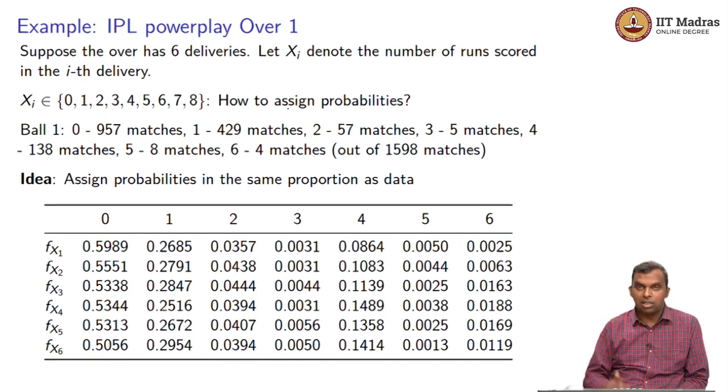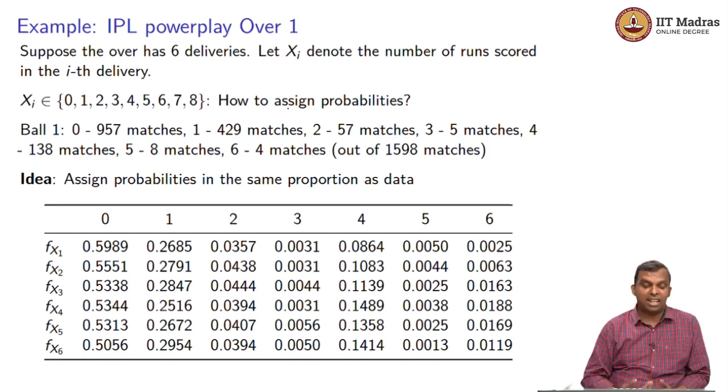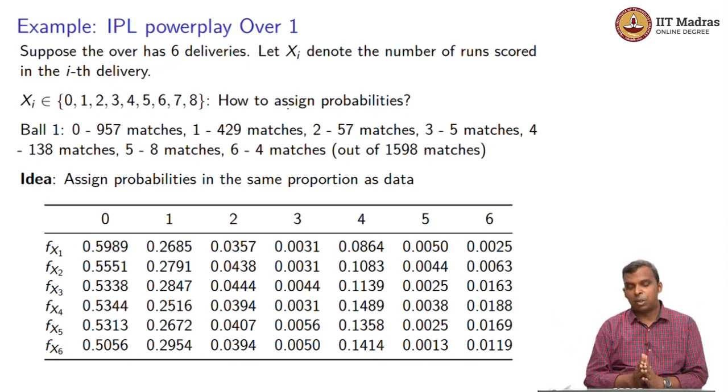Okay, so I have done this now. I've taken all the balls, the first balls. I've tabulated in how many matches 0 runs were scored, how many matches 1 run was scored in the first ball, second ball, third ball, etc. And I've put down the distribution in this little table here. So you can see the marginals one is able to think of in a reasonable way. So maybe I want to assign a probability of 0.5989 to x1 being 0. I want to assign a probability of 0.2685. This is again in proportion to how many times in the past this has happened. So maybe going forward, this is a reasonable way to assign the probabilities.